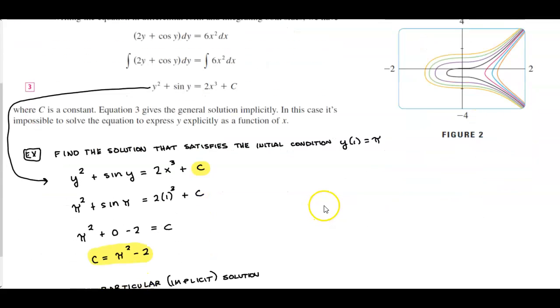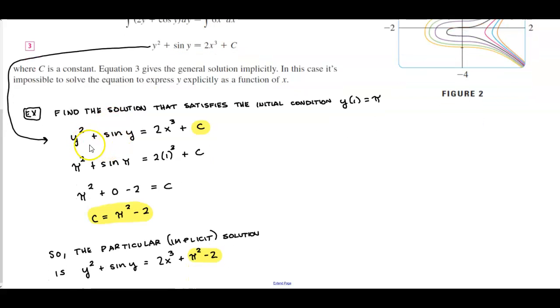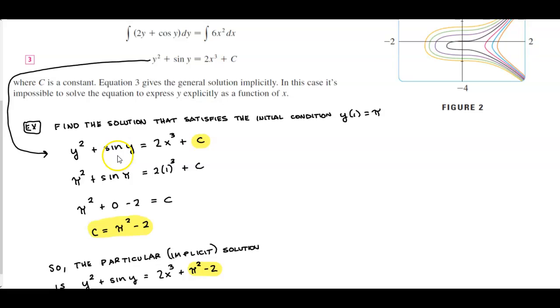Okay, so now I want to add to this question. Let's find the solution that satisfies the initial condition y of 1 equals pi. So what we're going to do is use the solution that we got in the first part. We have y squared plus the sine of y, which is equal to 2x cubed plus c. And we want to find c using this initial condition where x is 1 and y is pi.